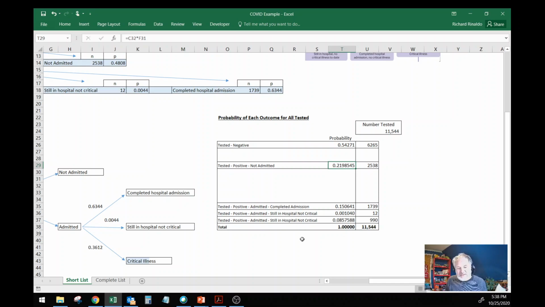Of those who tested positive and were admitted to hospital, there were 3 outcomes for them. They completed their admission and they were gone, so they survived and they were, I guess, healthy. That was 15% of them. You went in, you got checked into the hospital, and you were gone. Less than 1% of them were still in the hospital at the time of the study, but not in critical care. Oh, this one here is critical illness. And that ended up with a critical illness in ICU was 8.6%.